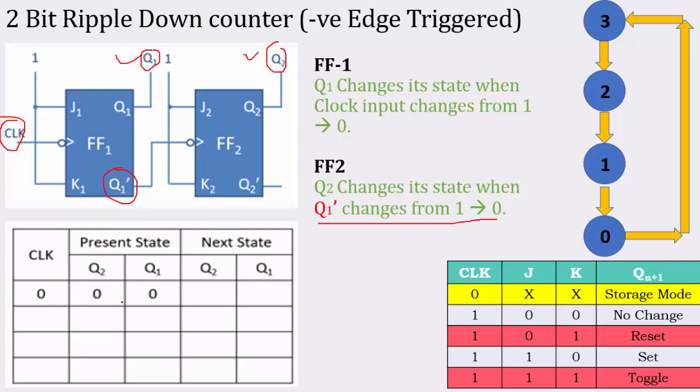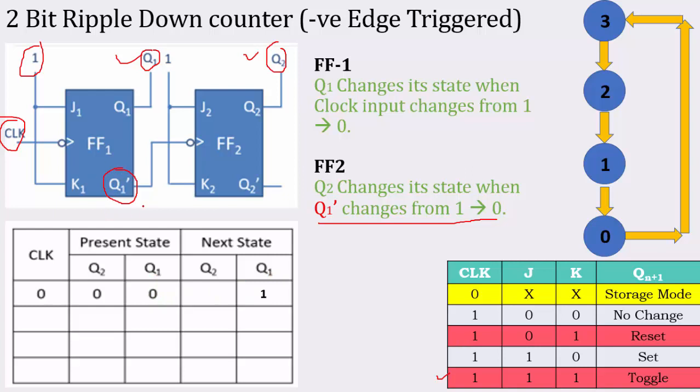At the first clock pulse, both the inputs' present states are 0 0. But what about the next state? Q1 will change state. Why? Because J and K are connected to 1, and when both are connected to 1, it works in toggle state. That means the previous state is 0, the next state will be the toggle, that is 1. So Q1 changes from 0 to 1.